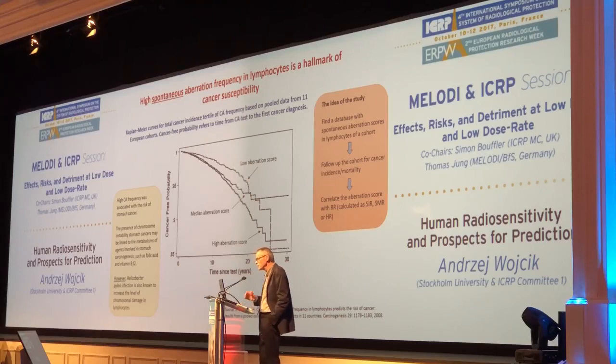Then he looked at, well, the interesting question, of course, which cancer are we talking about? And he found that the strongest association between a high aberration score and the cancer risk is for stomach cancer. That may be linked to the metabolism of agents involved in stomach carcinogenesis, like high folic acid and vitamin B12. But it may also be linked to the fact that many people who have a Helicobacter pylori infection develop stomach cancer. And we know that people who have a bacterial infection, bacteria tend to excrete restriction enzymes, and they cause chromosomal aberrations in lymphocytes.